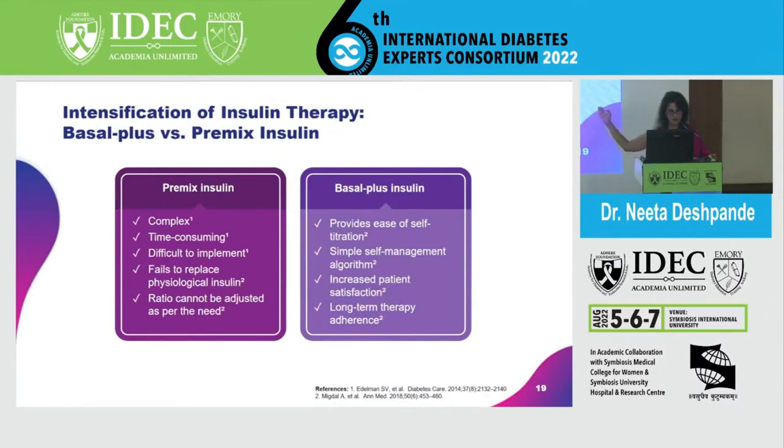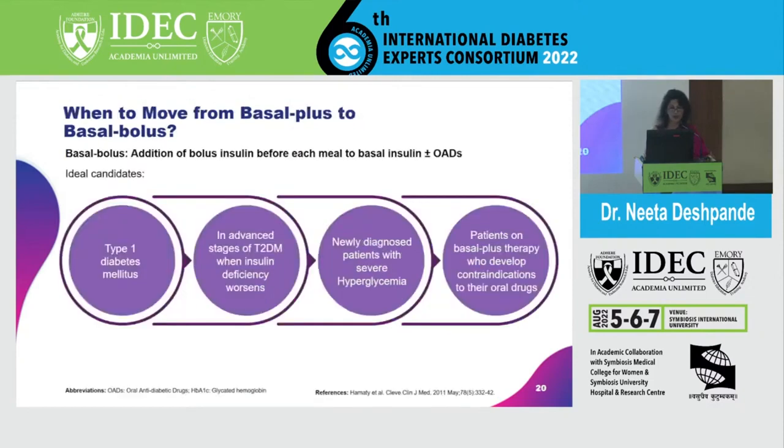So this is the comparison again, which tells you the same thing, that premix may be difficult to implement. It fails to replace the physiological insulin. The ratio cannot be adjusted. It's a premixed insulin. So you could have patients who require more basal, less bolus, and vice versa, which you can do nothing about if it's premixed. But you can tailor it to the patient's needs if you are doing it in basal plus or the basal bolus way, because there is an ease of self-titration, there's a simple algorithm, so patient satisfaction I've already shown you, and long-term adherence may be better.